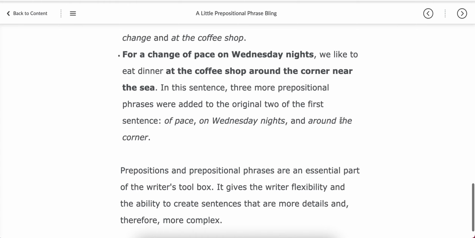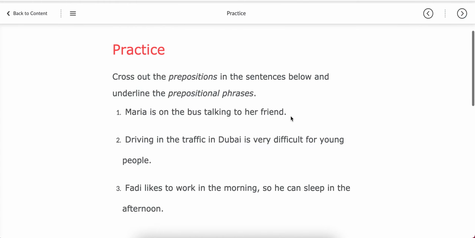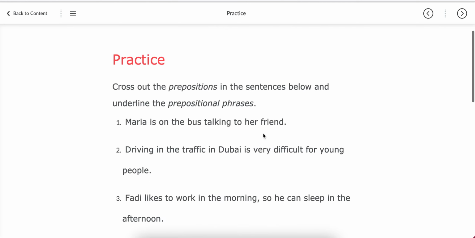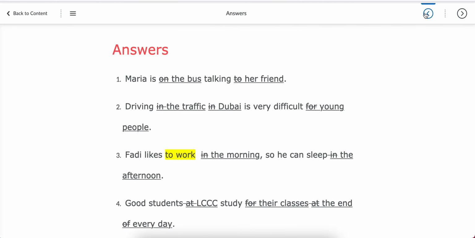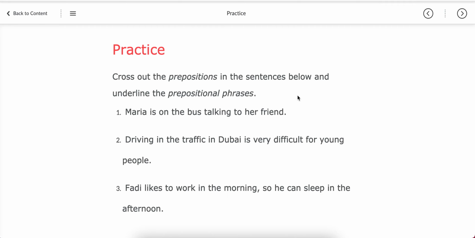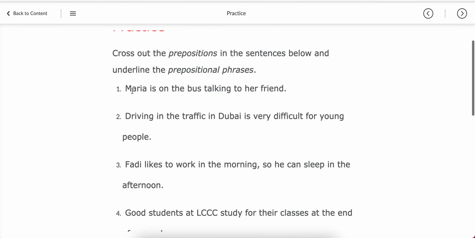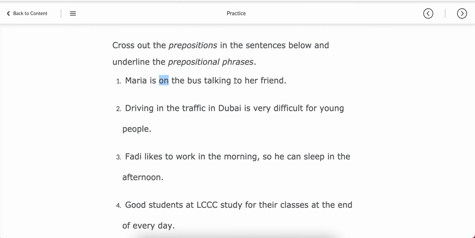More here. I'm not going to go through all of this, but I do want to go through the practice because it's kind of dull just to look at the answers. Let's go through some of these ourselves. Okay, Maria is on the bus talking to a friend. Let's look at where the prepositions are. On is a location, right? So where is Maria? She is on the bus, right? That's a location. So that's a prepositional phrase. And this is a preposition. And this also is a preposition, to her friend. It sounds a little weird, but to is a location as well.